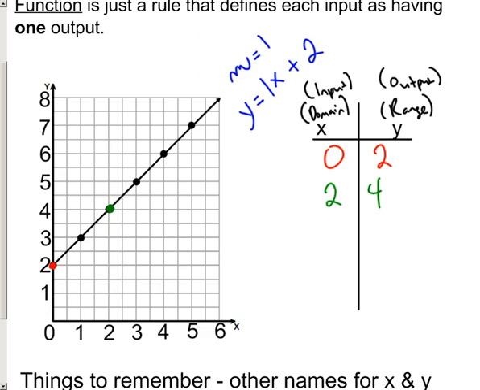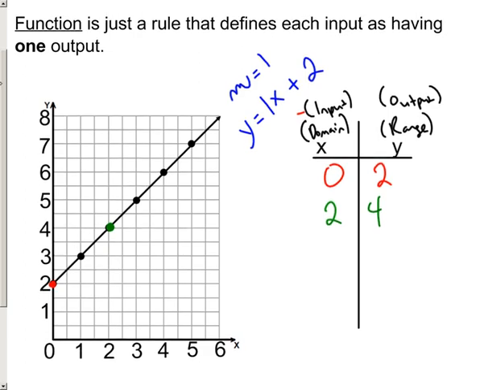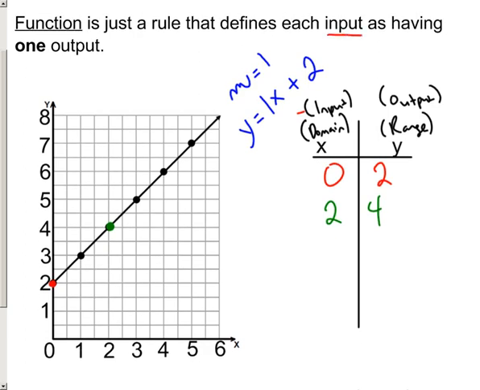Now, why do we use this thing called input? A function is just a rule that defines each input as having one output. Well, if I take this input, which means X, or domain, this 0, and I plug it into this equation, 0 times X is 0, and then 0 plus 2 is 2, so y equals 2, and that makes this the output. I put my X's in, and I got a Y. I put in an input, and I got my output.